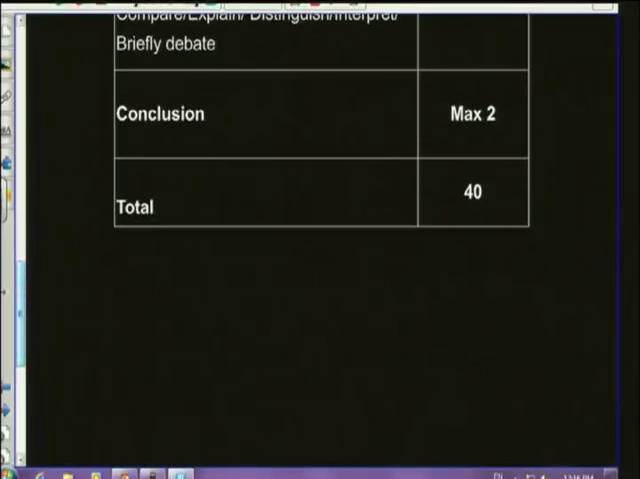So you have said certain things in the main part, and now you might explain that by making use of a graph, for instance. The last part would be the conclusion, maximum of 2 marks, and then the total for the essay would be 40 marks. That was the structure of the essay. Now I want us to look at one of the actual questions from section C.